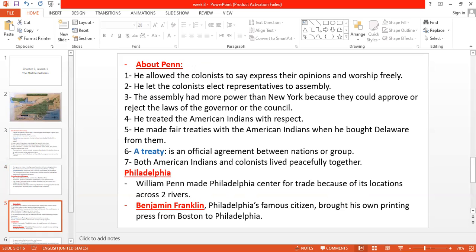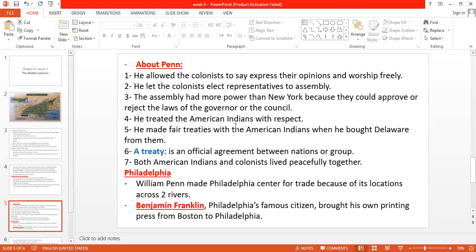What about William Penn? You know that William Penn, guys, he allowed all the colonists to express their opinions freely and practice their religion also freely. Number two, he let the colonists elect their representatives in the assembly. And here in Pennsylvania and Delaware, guys, the assembly representatives had more power than the representatives in New York and in New Jersey.